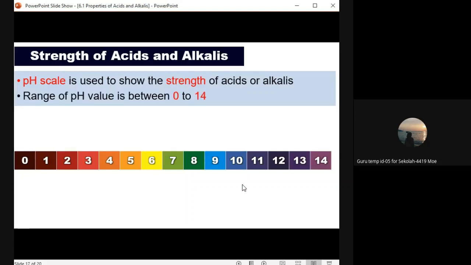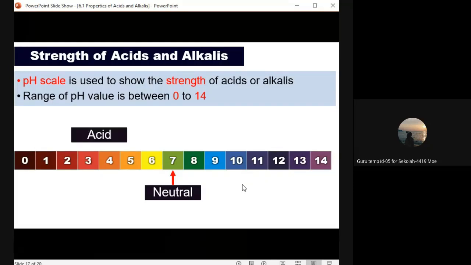So the range of pH value is between 0 to 14 only. There's nothing more than 14. So Vinash say acid lower number is stronger. Okay, yes, correct. Sekejap kita tengok. So we know that at 7, the middle point, okay, it will be neutral. So if the substance give a pH value of 7, then that means the substance is neutral. Remember that.